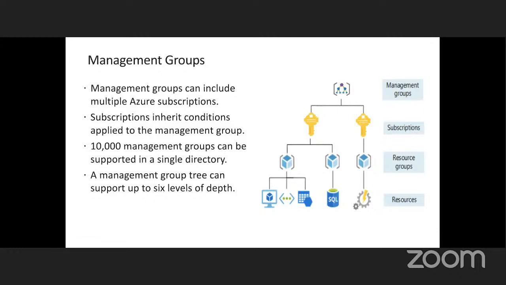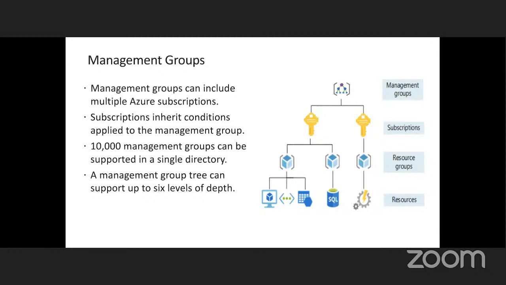So the way it works is there is a hierarchy. You start from the subscription, then beneath that umbrella of the subscription, you have the resource groups, and beneath the umbrella of the resource groups, you have the resources. So a management group can include multiple Azure subscriptions. Subscriptions inherit conditions applied to the management groups. Whatever policy or enforcement you apply to the management group is gonna move down and affect all the resources, subscriptions, and resource groups under that management group. Everything's going to be affected.